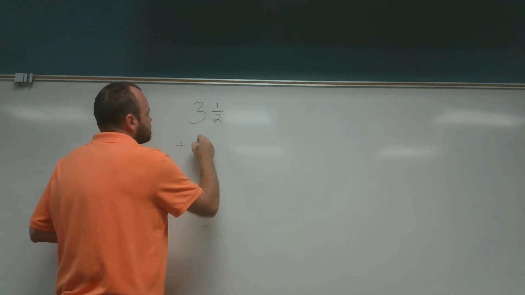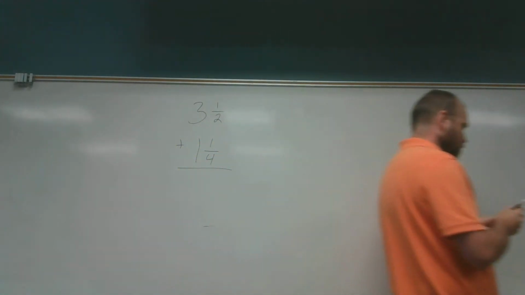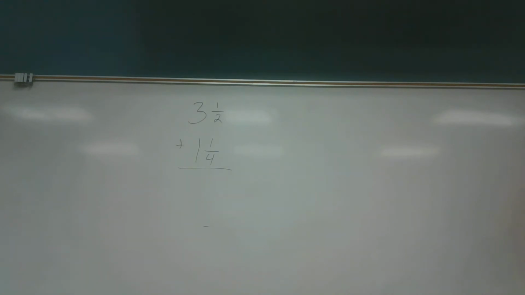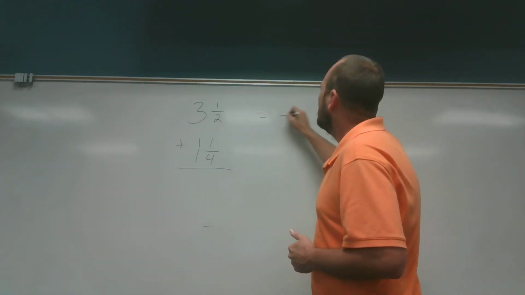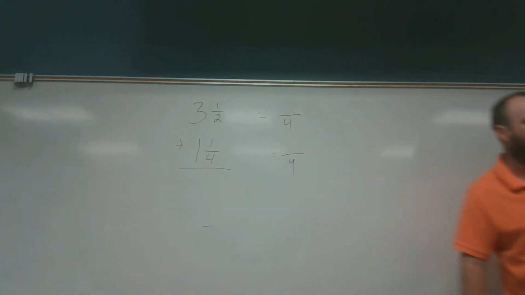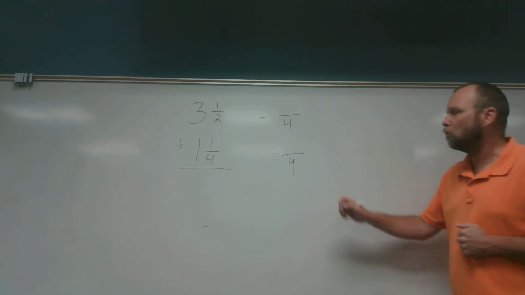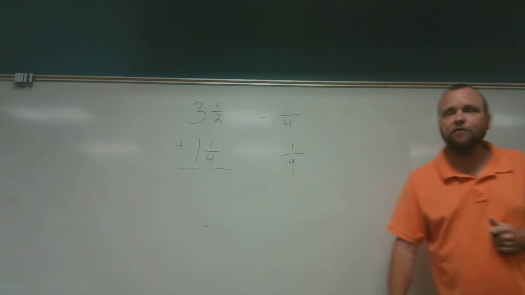3 1/2 plus 1 1/4. Kinley, what do I do first? Okay, so what is my least common denominator? 4. So I'm going to change both of these so they're over 4. Kinley, which one is already over 4? The bottom one. Good. So 1/4 is over 4.